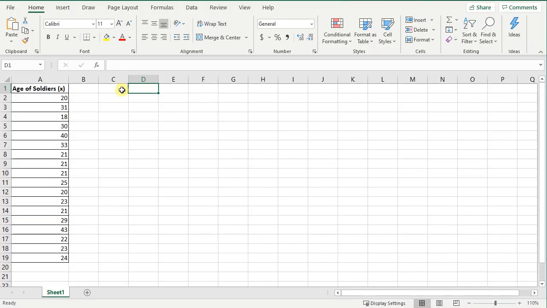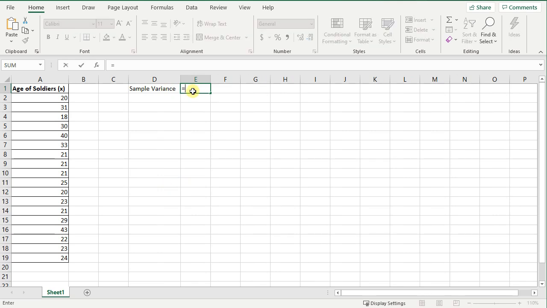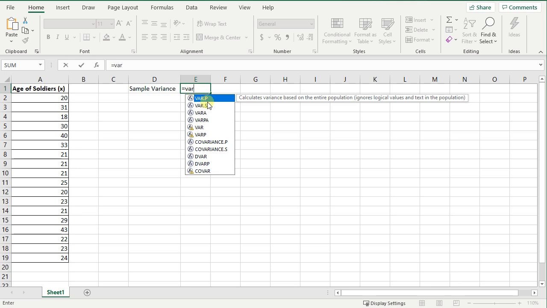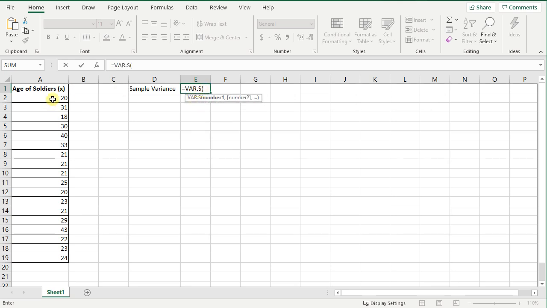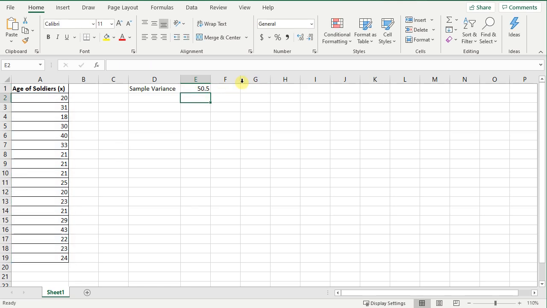Starting with finding the variance. Actually, this is a sample, so let's start with finding sample variance. The formula that Excel has, I would type equals, and then write var, and you see that there's .s and .p. .p would be for a population, and .s is for a sample. So we'll do .s. Then highlight your data, close parentheses and press enter. There we go. That's the sample variance in the ages of these soldiers.